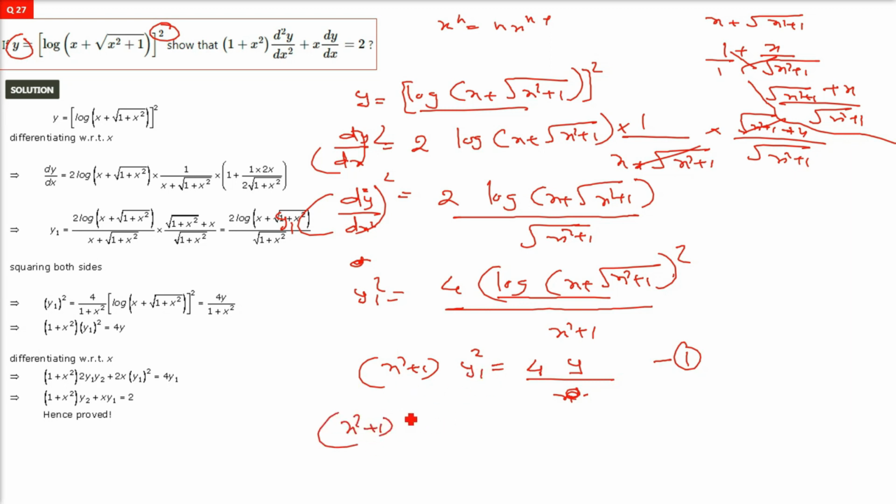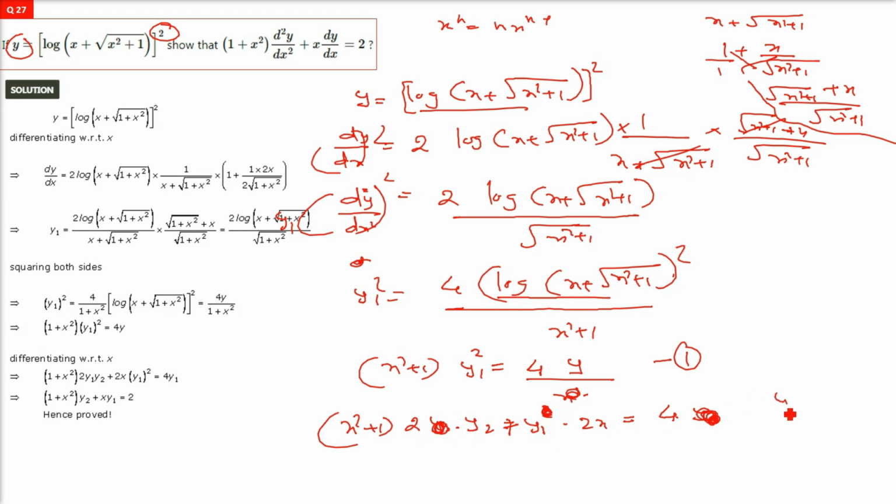So I am differentiating both the sides. x square plus 1 times y1 whole square gives 2y1 times y2, that is d2y by dx2, and plus y1 whole square remains like that times the differentiation of x square plus 1, which is 2x only. On the right we have 4y1, because 4 is constant and the differentiation of y is y1. So everywhere you find y1, actually 2y1 basically. Now divide everything by 2y1. Remember, divide everything by 2y1. You'll get rid of the 2 and the y1 also. So you'll get x square plus 1 into y2 plus y1 into x equals 2, and that is exactly what we wanted to show. In the question, this is what we intend to show.